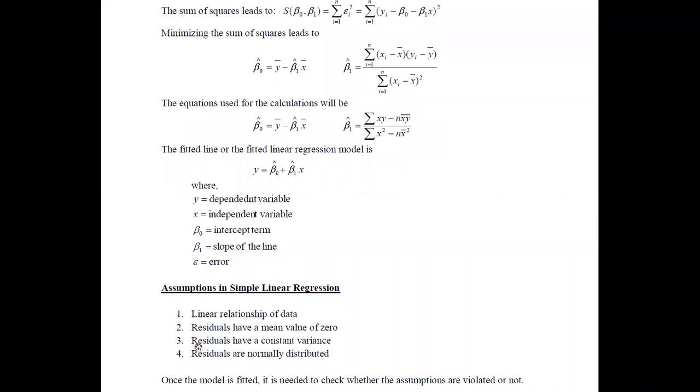If the assumptions are violated, then we have to go for another technique. We fit the model assuming these are correct, but if the fitted model does not satisfy these assumptions, then we have to definitely reject that model. The other three assumptions are: residuals have a mean value of 0, residuals have a constant variance, and residuals are normally distributed. Once the model is fitted, we need to check whether the assumptions are validated or not.